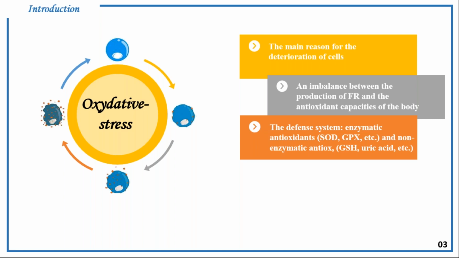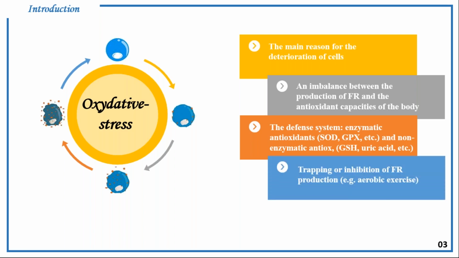The defense system of our body has enzymatic antioxidants such as SOD and GPX, etc., and non-enzymatic antioxidants such as GSH and uric acid, etc. And this defense system could lead to the trapping or the inhibition of free radicals production, for example in aerobic exercise.